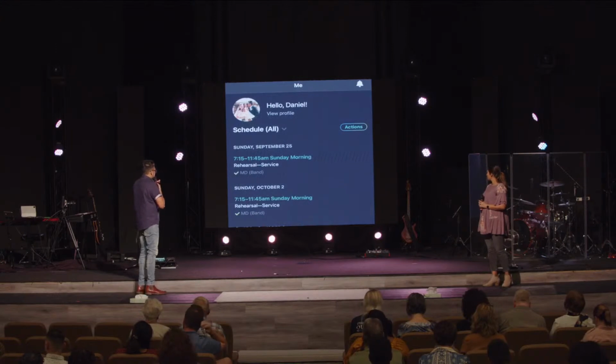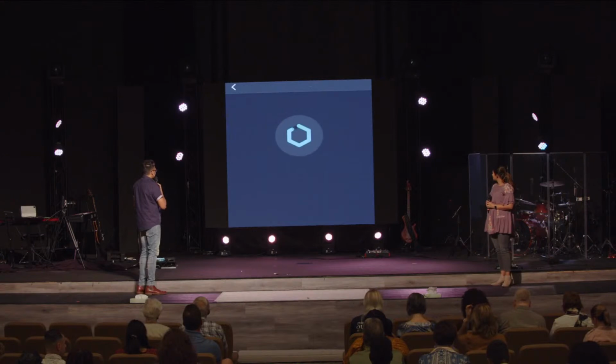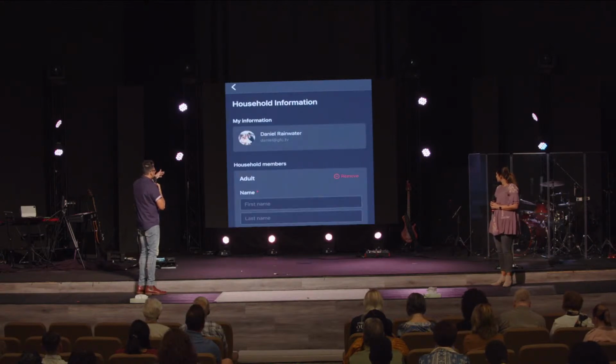We click on Households, which is the next tab over. Add family member, okay? It's going to load. This is where you're going to add everyone. So if you have a spouse, add them right here.